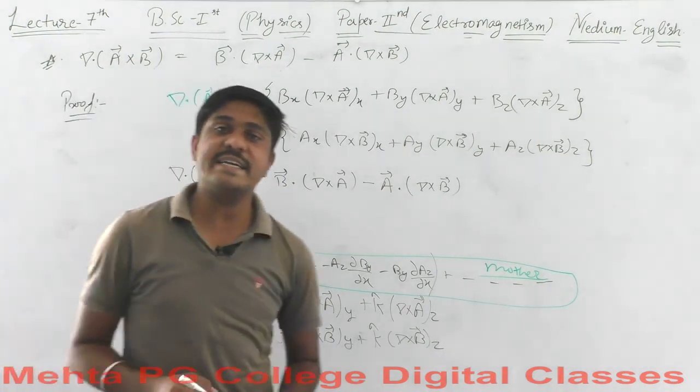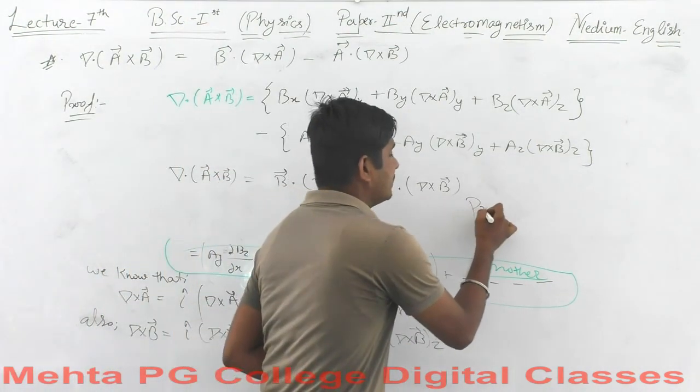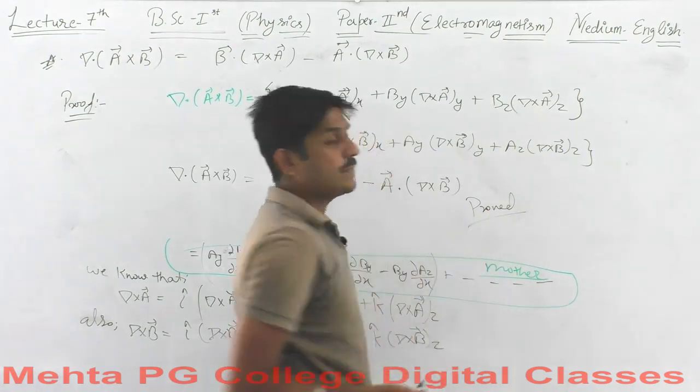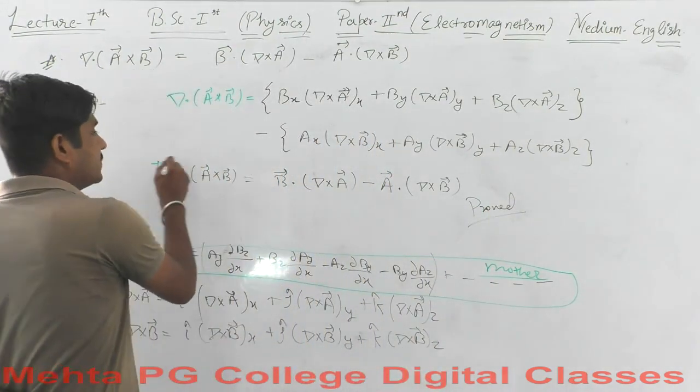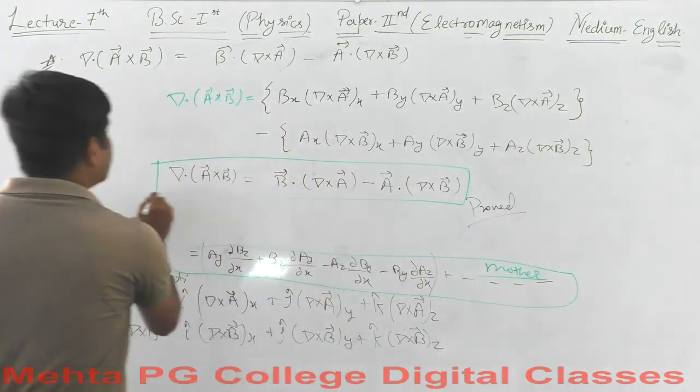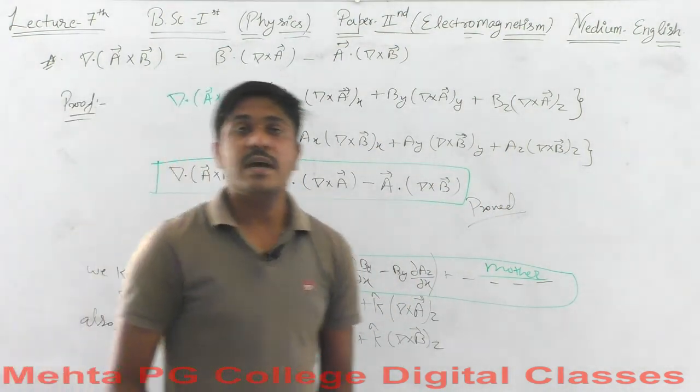Again, one more identity is proved. So this is the proof here. We have proved this quantity again. This is one of the most important vector identities in our series.